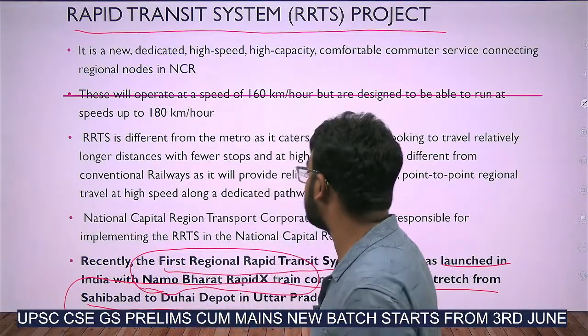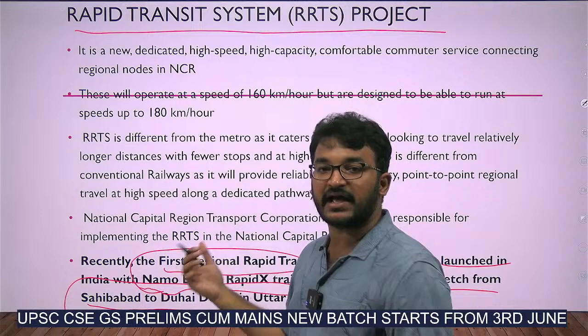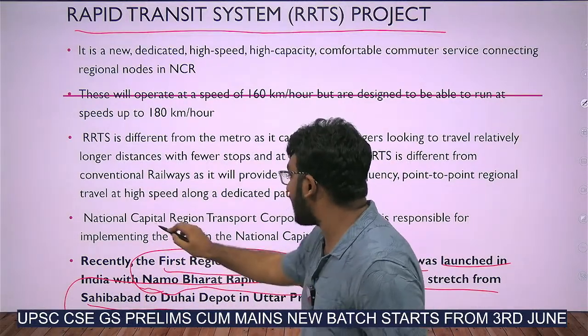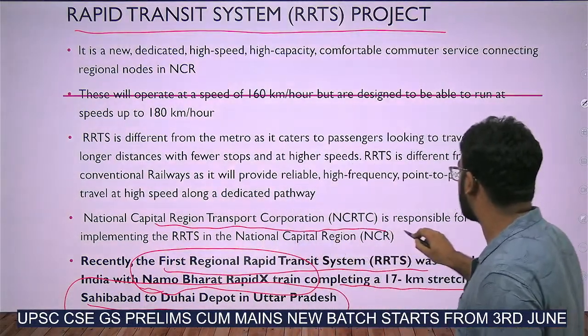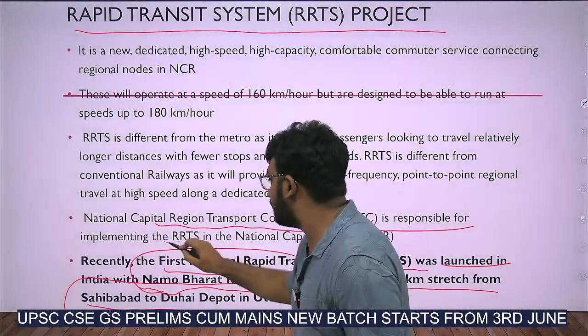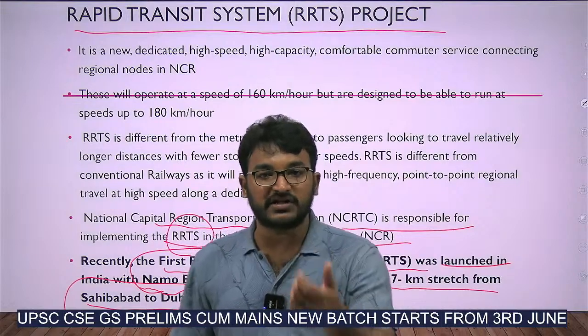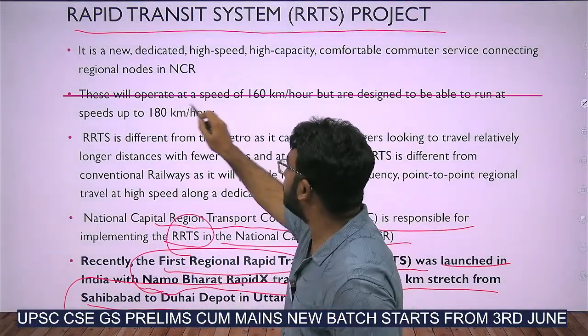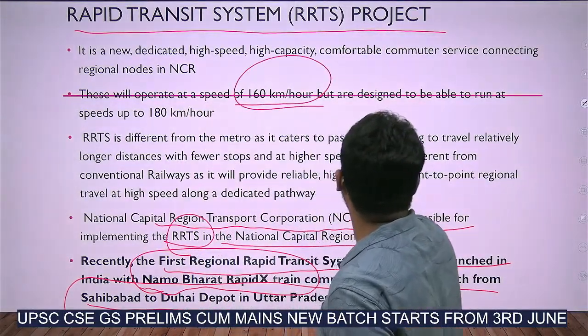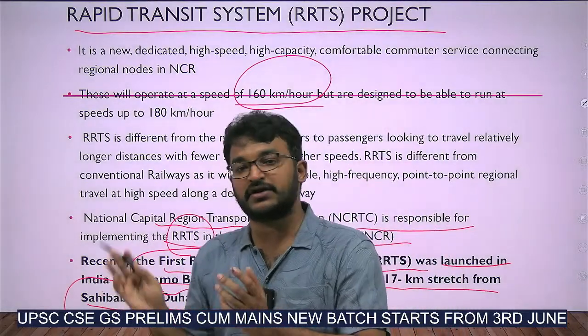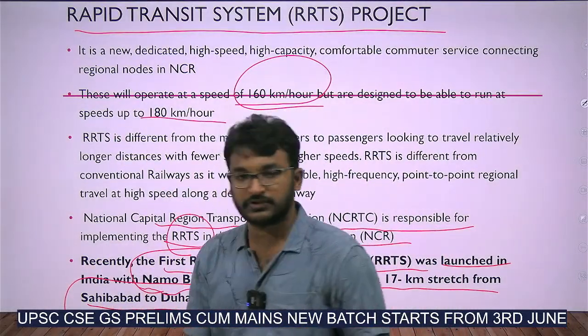Okay. And who is the anchoring institution for this? National Capital Region Transport Corporation is responsible for implementing RRTS in the National Capital Region. And what is the speed of this? It will be operating at 160 km per hour and it will be able to run at 180 km per hour also.